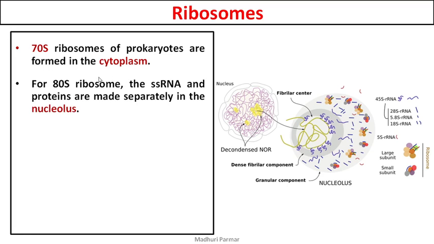For 80S ribosomes, which are found in eukaryotes, wherever you find something like ssRNA, it means single-stranded RNA. If it is dsRNA, it means double-stranded RNA. The same thing applies for DNA as well. ssDNA means single-stranded DNA, dsDNA means double-stranded DNA. So in the case of the 80S ribosome, the single-stranded rRNA and proteins are made separately in the nucleolus.